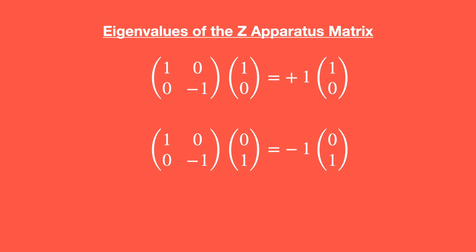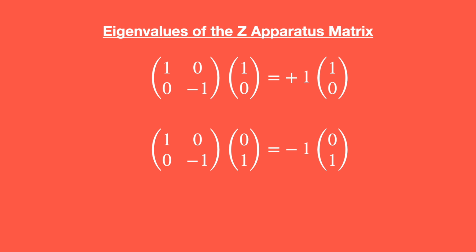Now if I take this z hat matrix and multiply it by the up arrow column vector, which is (1, 0), I end up getting the up arrow again, and the multiplicative constant is just plus 1. Likewise, if I take the z hat matrix and multiply it by the column vector (0, 1), which represents the down arrow, I again get back the down arrow, except that I pick up a multiplicative constant minus 1. Therefore, the up and the down arrow states are indeed eigenvectors of the z hat matrix.